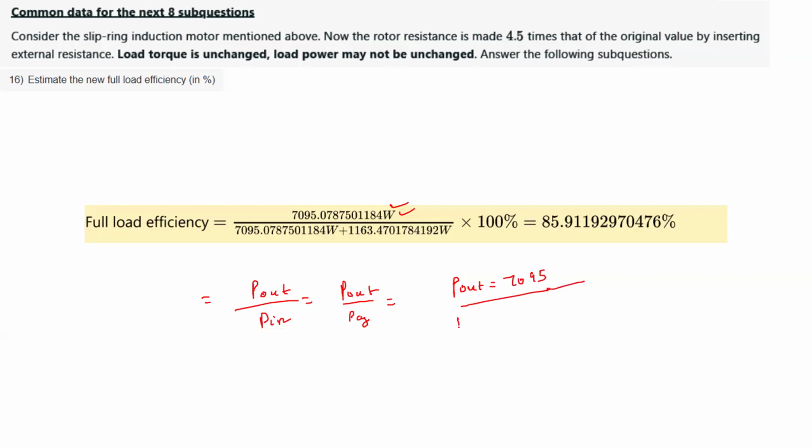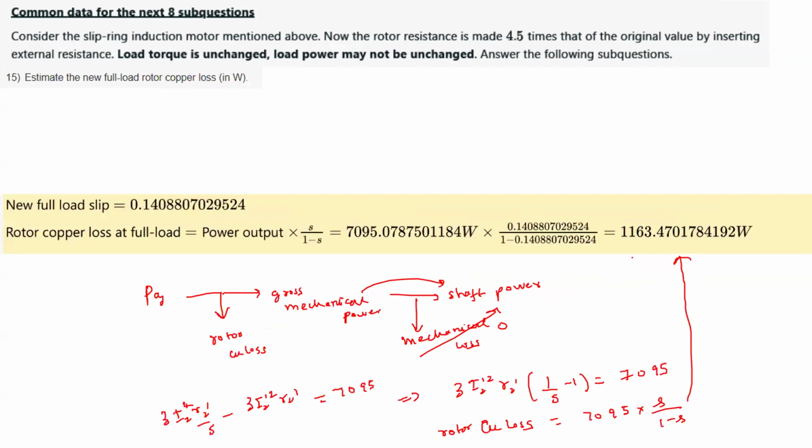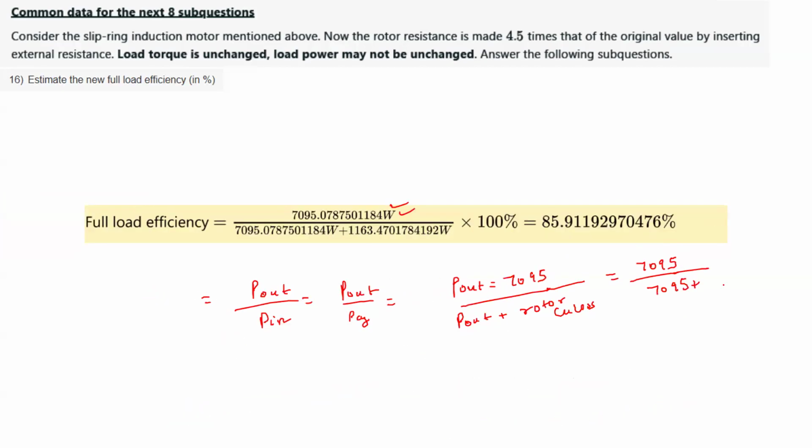Air gap power is nothing but P out plus rotor copper loss, because mechanical losses are neglected. So air gap power is directly equal to P out plus rotor copper loss. So this is 7095 by 7095 plus the rotor copper loss we found in the previous question as 1163, into 100 in percent. So this is this much percentage.